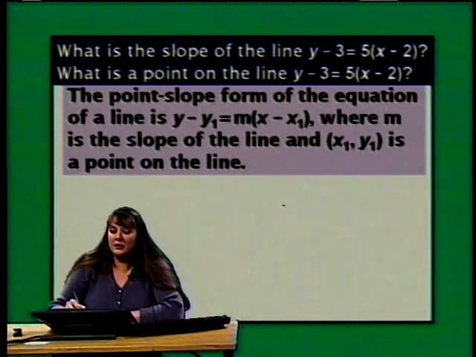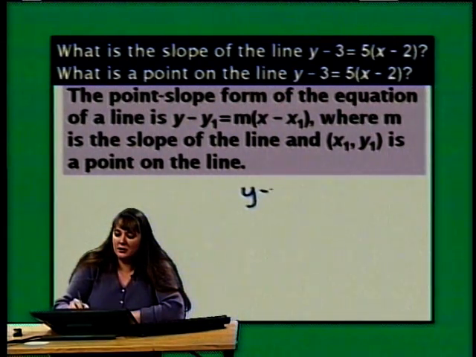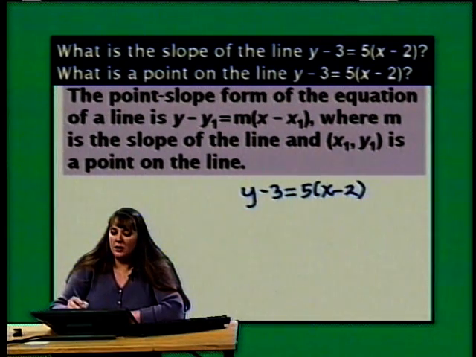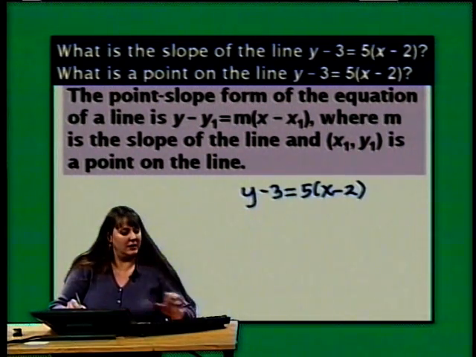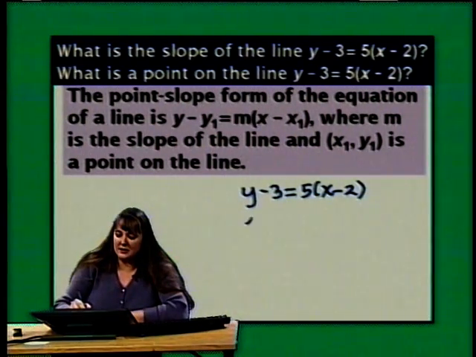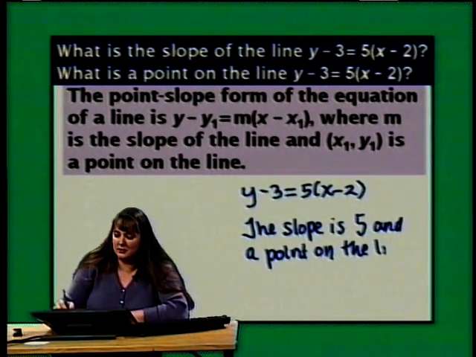So in our equation, the 5 looks like it's the value of m. That part's easy to read. We have y minus 3 equals 5 times x minus 2. What about our point, x sub 1, y sub 1? Well, y minus y sub 1, it looks like y sub 1 is 3. X minus x sub 1, it looks like x sub 1 is 2. So I would say the slope is 5, and a point on the line is 2, 3.